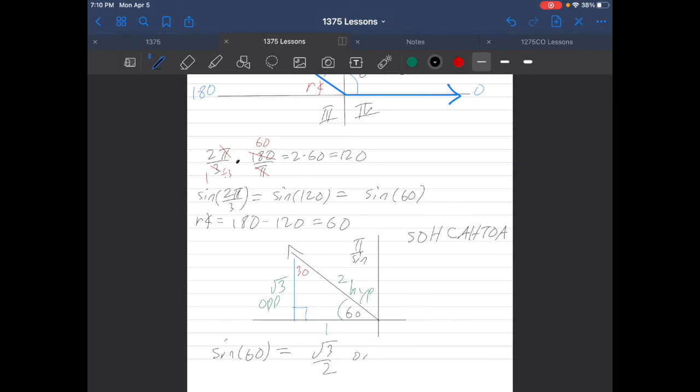And again, we have to be aware that this also could be a negative radical 3 over 2, depending on the trig function we are trying to calculate and the quadrant that this angle is in. Since this is a sine function in the second quadrant, that means that positive radical 3 over 2 is our correct answer, not the negative.